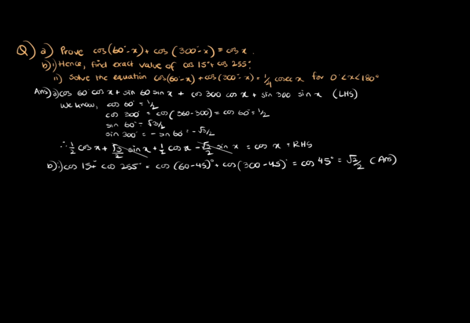The second part asks you to find the exact value of cos 15 plus cos 255. This is a one-liner. It's obvious that the sum equates to cos 45. Hence cos 45, which gives root 2 by 2, is our answer.